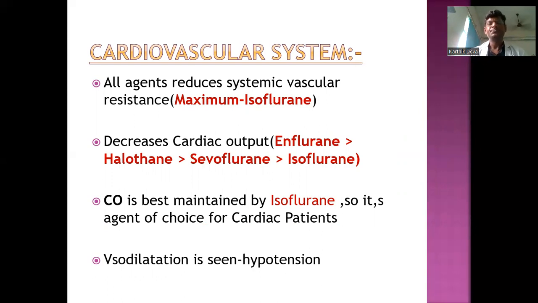In the cardiovascular system, all agents reduce systemic vascular tension and also decrease the cardiac output. Cardiac output is best maintained by isoflurane, so it is the best agent of choice for cardiac patients. Vasodilatation is seen, so patients are easily prone to hypotension.